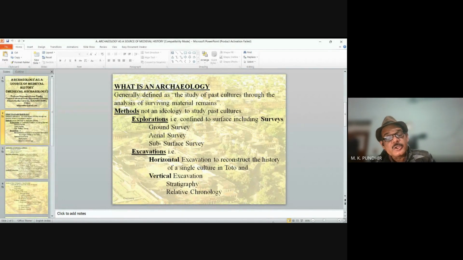Vertical excavation, we generally go for vertical excavation for two purposes: first, to create a relative chronology. Vertical excavation generally exposes how many habitations, how many strata lie in the mound, how each stratum signifies each culture, how many cultures in sequence breed in a cultural mound, and which civilization comes first, which civilization comes second. This type of relative chronology is possible with vertical excavation.